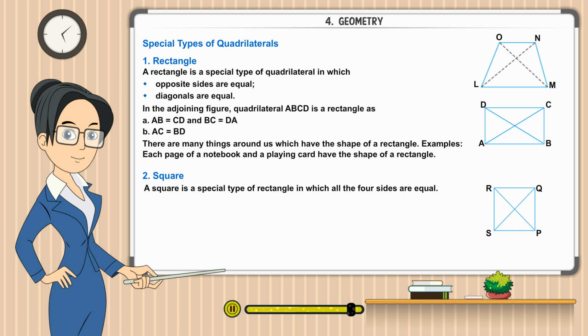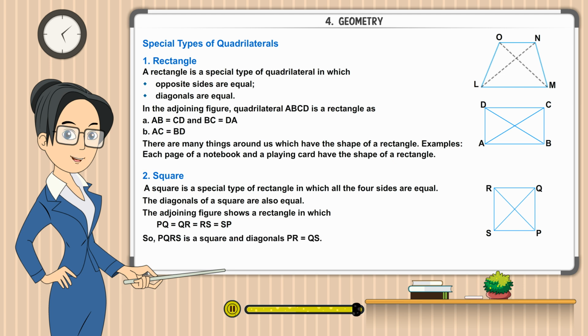Square. A square is a special type of rectangle in which all the four sides are equal. The diagonals of a square are also equal. The adjoining figure shows a rectangle in which PQ is equal to QR is equal to RS is equal to SP. So, PQRS is a square and diagonals PR is equal to QS. Examples: a chessboard has squares on it. Many floor tiles have the shape of a square.